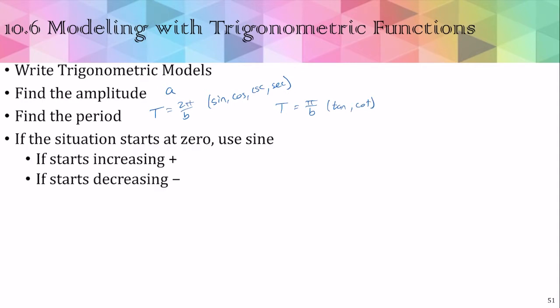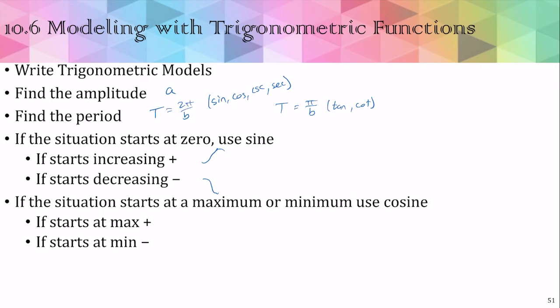If the situation starts at 0, you're going to use sine. If it starts increasing, it's a positive sine. If it starts decreasing, then it's a negative sine. If the situation starts at a maximum or a minimum, you're going to use cosine. If it starts at a maximum, you'd use positive cosine. If it starts at a minimum, you'd use a negative cosine. So we're not doing cosecant or secant or tangent or cotangent. We're just doing sine or cosine today.